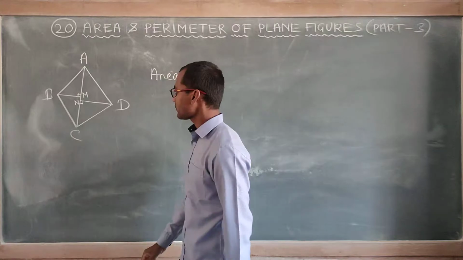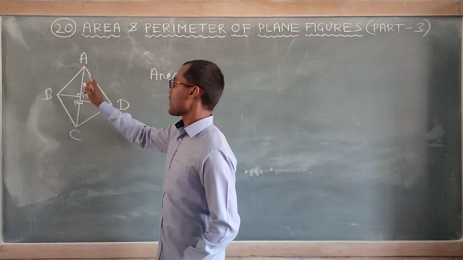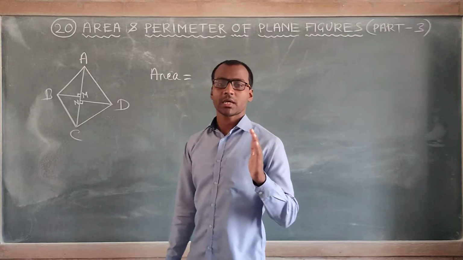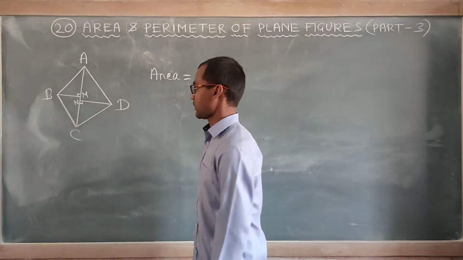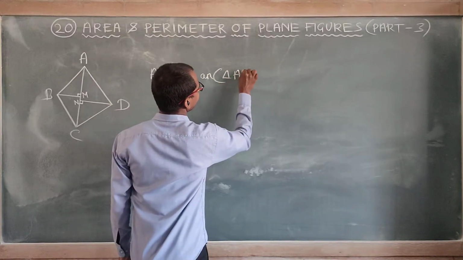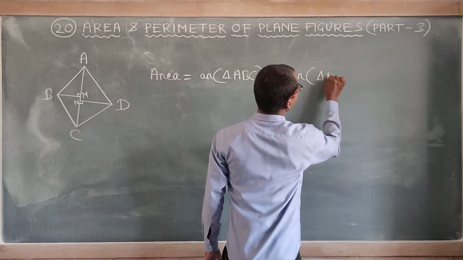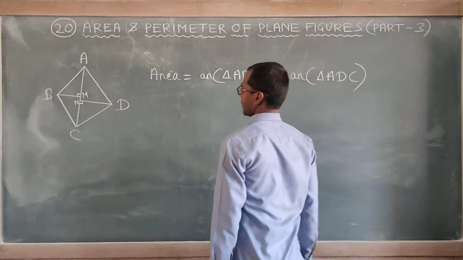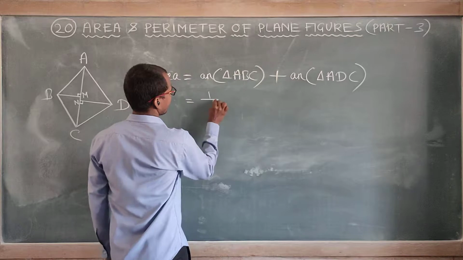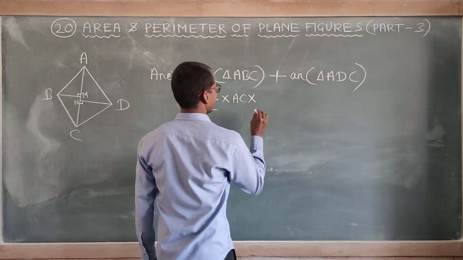Area is equal to, you can see this quadrilateral has two different triangles. One is ABC, the other is ADC. So area of this quadrilateral will be area of triangle ABC plus area of triangle ADC. Now from the figure, see what is the area of triangle ABC? Half into base into height. Base is AC, height is BM.